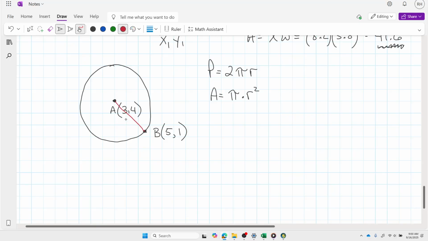So again, you can label the points. We got an x sub 1 and a y sub 1, x sub 2 and y sub 2. Our distance from A to B is also the radius, so I'm just going to call it r. So our radius is equal to the square root of 5 minus 3 squared plus 1 minus 4 squared.